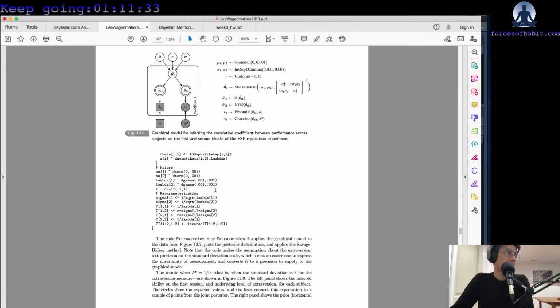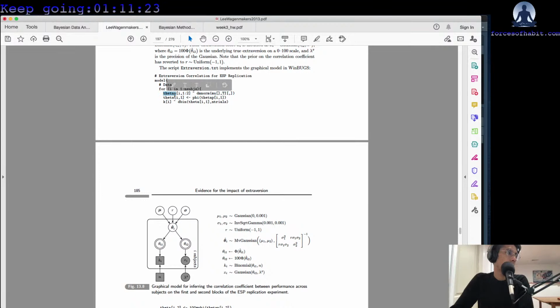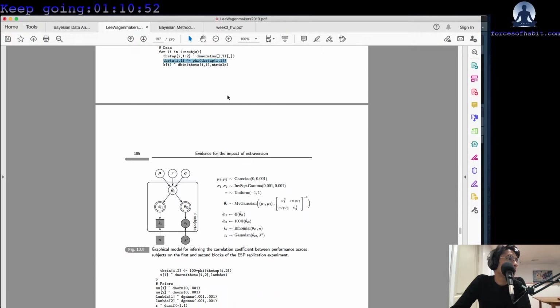And then the parameterization for the data here, theta. For each subject, we'll have theta sub i1 and i2, which is a multivariate mu. This is just specifying the original this. And then we also have theta for 1, theta for 2.